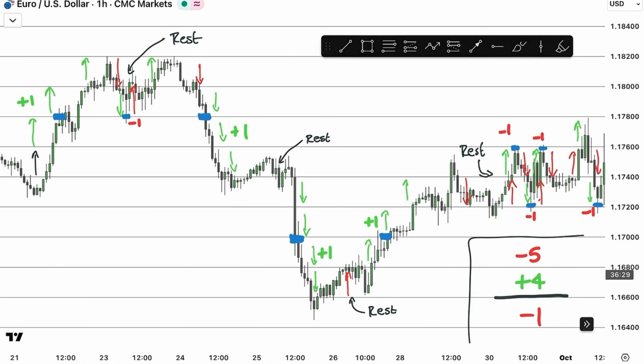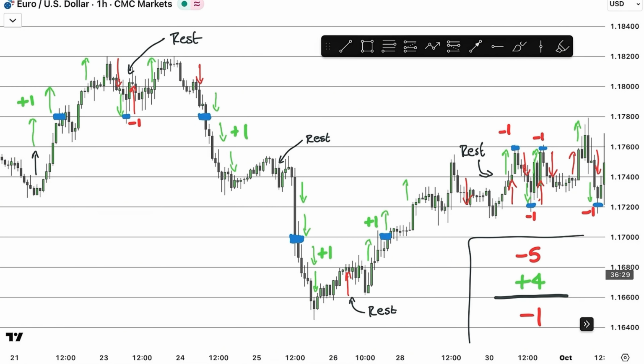And on this chart, this is what the strategy would look like. The blue dashes are where I entered trades. Some of them won, some of them lost. The ones that won are indicated by the +1. The ones that I lost, -1. In fact, on this chart, I took a total of 9 trades. I lost 5 and I won 4, giving me a total of -1.